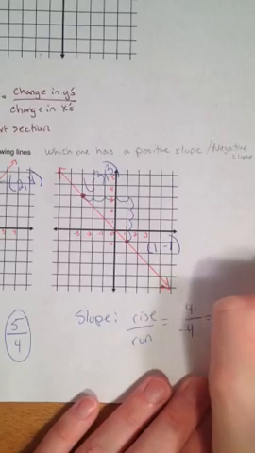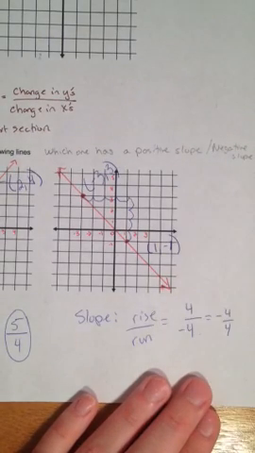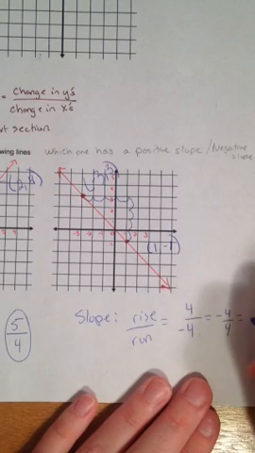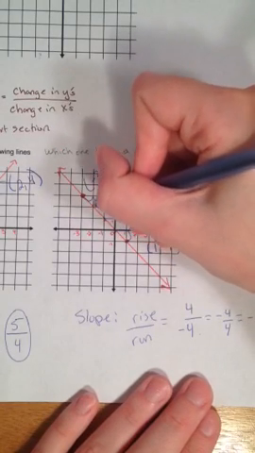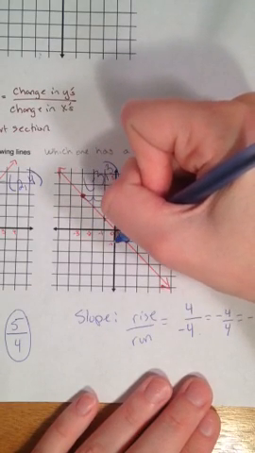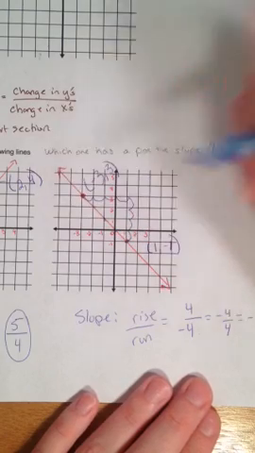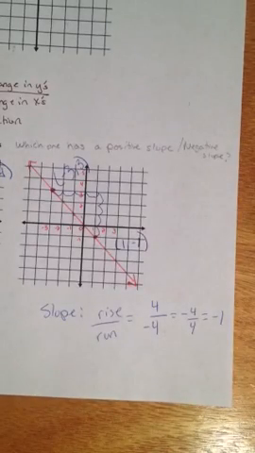Now if I keep looking at this, usually you write the negative on the outside of the fraction, or with the top, it doesn't matter. And then 4/-4 reduces to -1. And you can kind of see there's a point here, and then here, and then here. So it could be over 1, up 1, over 1, up 1, over 1, up 1, over 1 every time. So it makes sense that this reduces to -1.